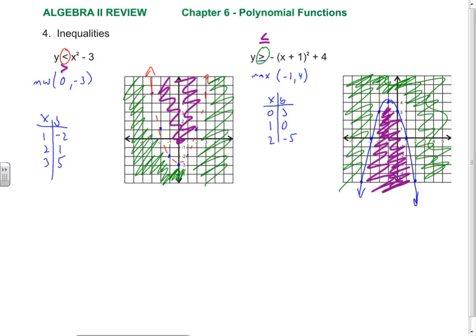Parabolas. All right, that's the quick review. There are some other things in the chapter. Make sure you review your notes, and hopefully you'll have a great test.